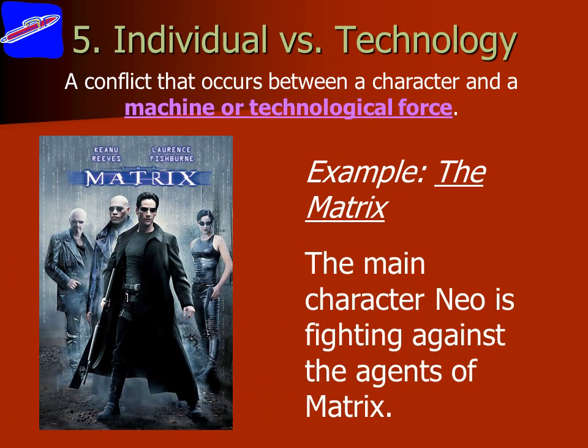In The Matrix, the main character Neo fights against the agents of the Matrix, which is everything from machines to computer programs to robots. There are many types of individual versus technology conflicts. Individual versus technology.